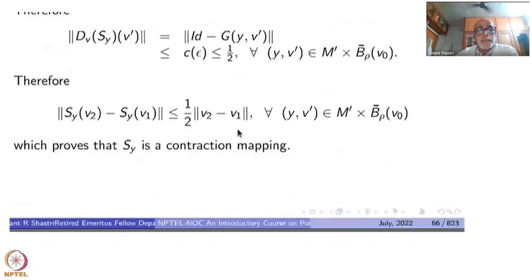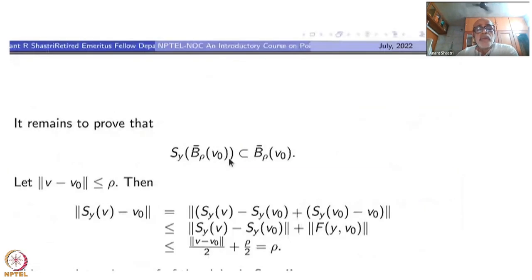Okay. So we have to prove that the closed ball goes inside the closed ball under S_y, so that we can think of S_y as a contraction mapping inside this metric space, which is a complete metric space. So why is this true? Take any v such that norm of v minus v naught is less than or equal to rho. That means a point of the ball. Then I should show that the norm of S_y of v minus v naught is also less than or equal to rho. So that will prove this statement.